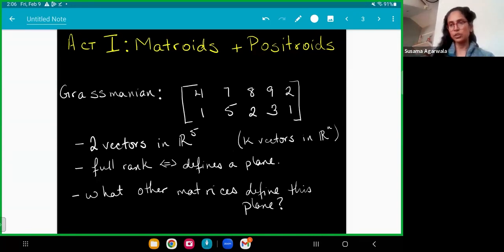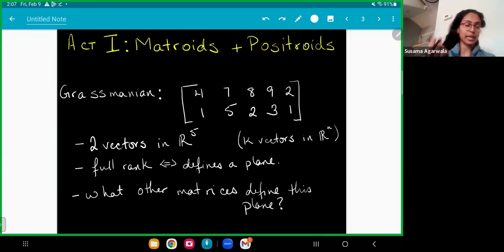So I have some n-dimensional space. In this case, I have a 5-dimensional space, and I have 2 vectors. I'm looking at all of the spaces that are spanned by 2 vectors in R^N, so in this case, planes in R^N. Why do I know that these are always going to be planes? Remember, I demanded that all of my matrices be full rank. So the 2 vectors are always going to be independent, and 2 vectors always define a plane. So I'm looking at planes in R^5.